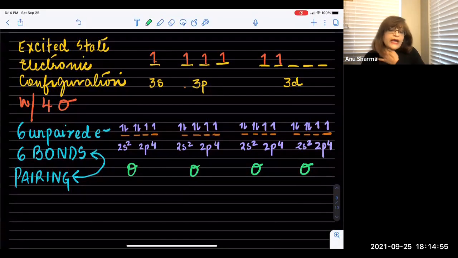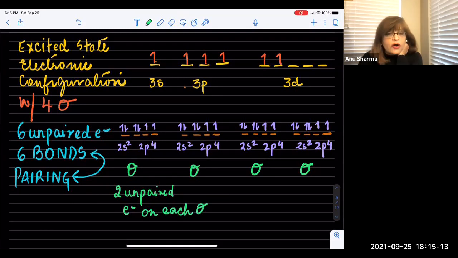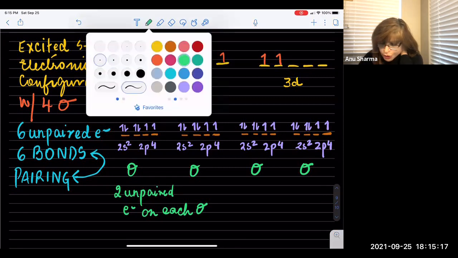Okay, so now we have 4 oxygens coming in. And so what's happening here? 4 oxygens, each is bringing 2 unpaired electrons. 2 unpaired electrons on each oxygen. And so sulfur can only make 6 electrons, so it will try to accommodate as much as possible.